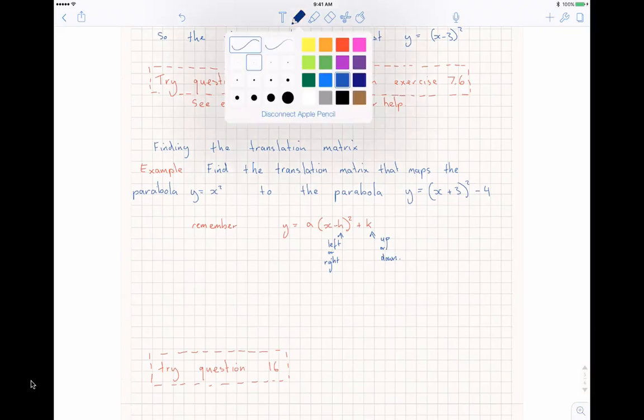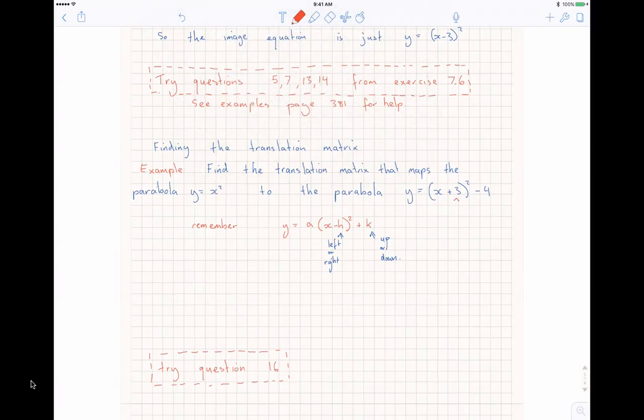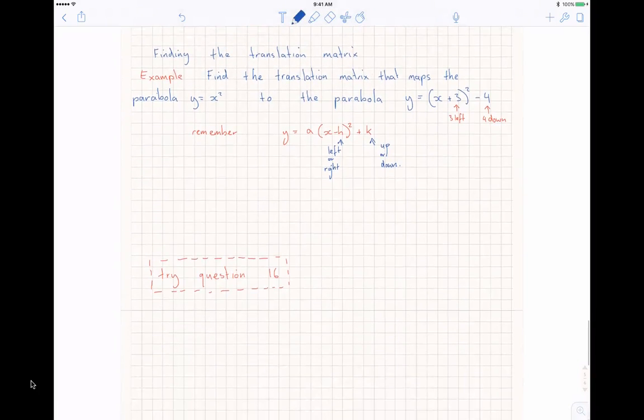So in our case, we have plus 3, which means it's moving 3 to the left. I've got minus 4, so it's 4 down. So the parabola is shifted 3 to the left and 4 down, so the translation matrix will be equal to minus 3 because it's going to the left, and minus 4 because it's going down.